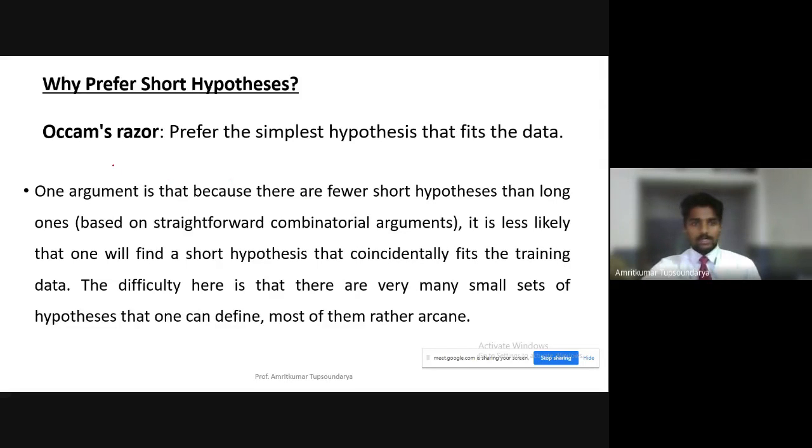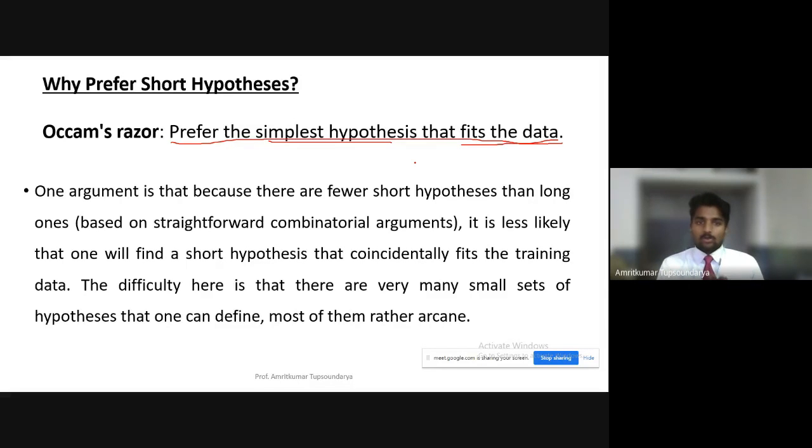So he says to prefer the simple hypothesis that fits the data. According to him, which he termed Occam's razor, prefer the simplest hypothesis that fits the data, right? One simple reason why he would have come to this conclusion is that even though we have different types of hypotheses, the hypothesis which can fit the data will give you more information about the model, right? Let it be the simple one or the complex one.